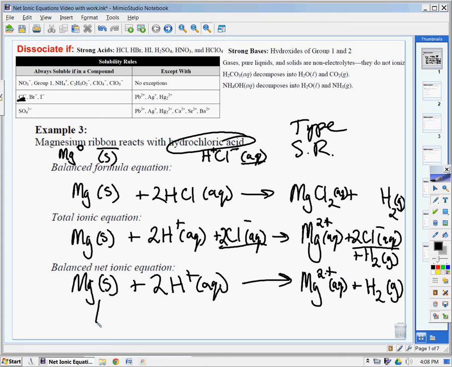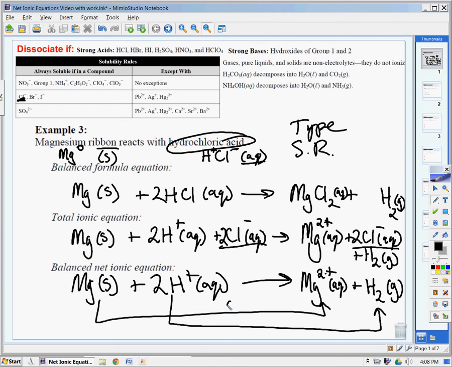Magnesium had a 0 charge, and now it has a 2 plus charge. Hydrogen had a plus charge, and now it has a 0 charge. So magnesium is actually what we call being oxidized here, and hydrogen's being reduced. This is actually a redox equation, and we're going to talk about that a little later. Let's go to the next equation.